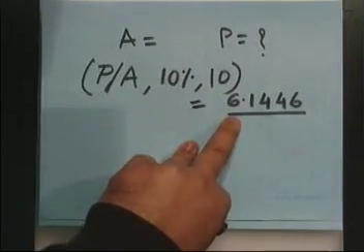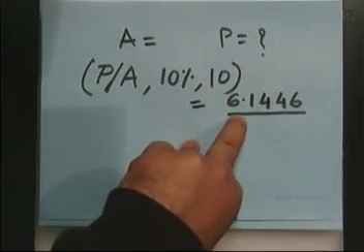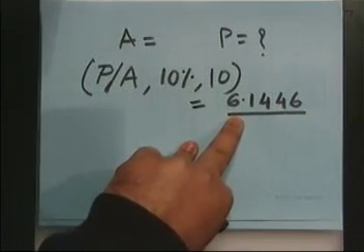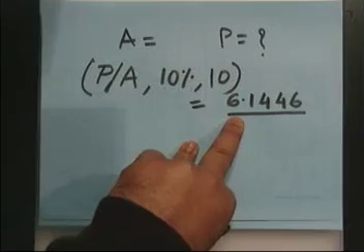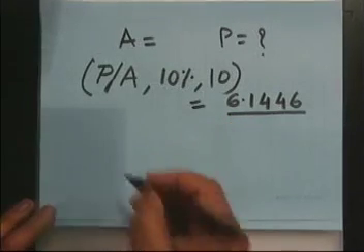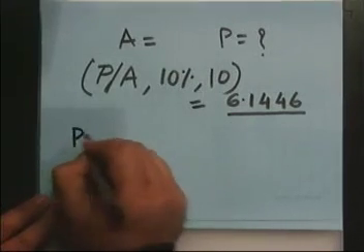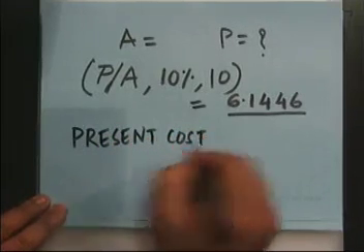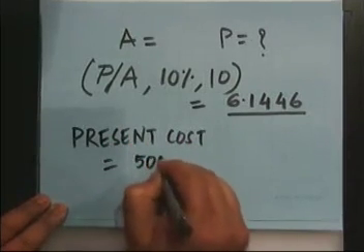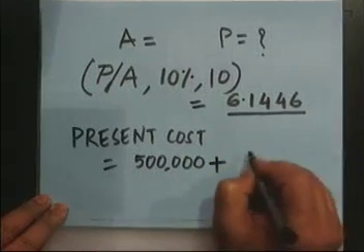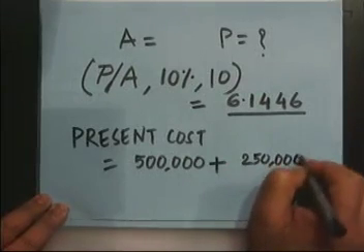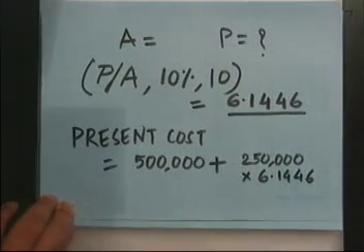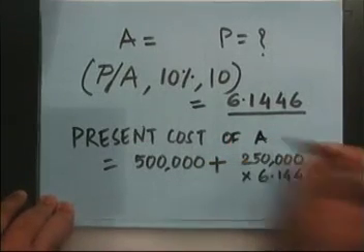So, if I multiply this value with rupees 250,000 and add rupees 500,000, I will get the present worth or present cost of alternative A. So, the present cost or worth, whatever you say, would be 500,000 plus 250,000 multiplied by 6.1446. This is the present cost of alternative A.